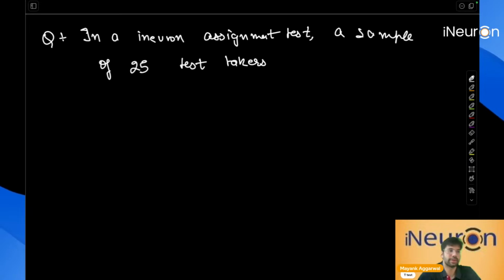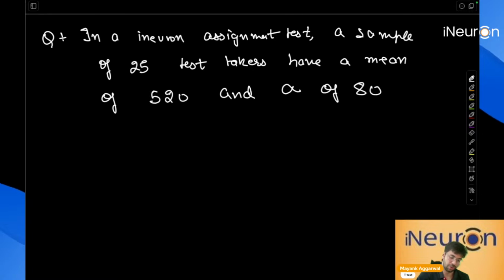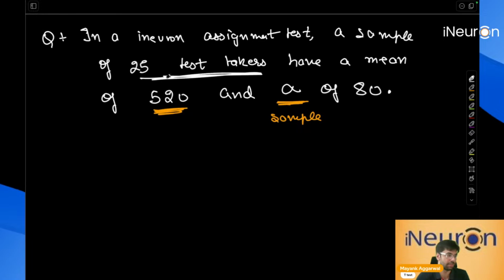Right. 25 test takers have a mean of say 520. I'm taking the values from the last question, the one which you did, and a sigma of 80. So now you have to understand one thing, everyone. This is your sample mean, and this is now your sample sigma. We are not sure of the population sigma, right? This is for these 25 test takers, right? We have the sigma as well for them.